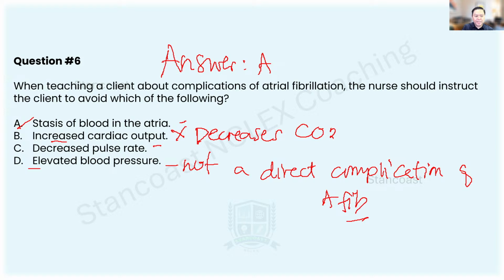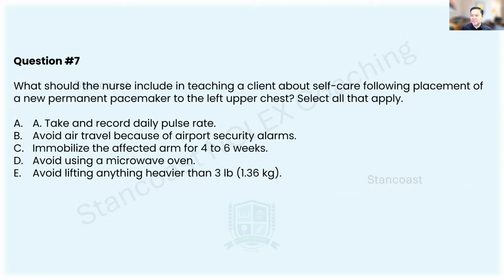We're talking about complications of atrial fibrillation. So you go back into the pathophysiology. What can happen in the chambers of the heart if there is impaired contraction in the atria? Again, remember the stasis and the risk of developing blood clots. Now let's move forward to number 7.